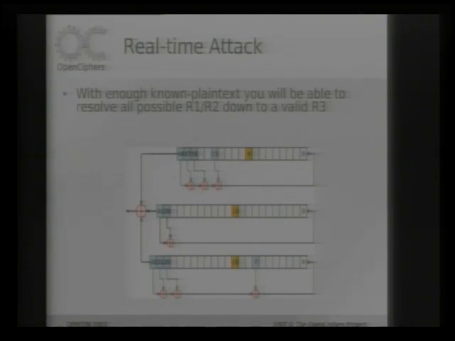So with enough known plaintext, you'd be able to resolve all possible R1 and R2 pairs down to a valid R3 register. Since you only have to brute force R1 and R2, it reduces it down to a 41-bit problem instead of the full 64-bit. So it's essentially 2 to the 41 times around 6,000 clock cycles for the third. So it's a pretty big shortcut.